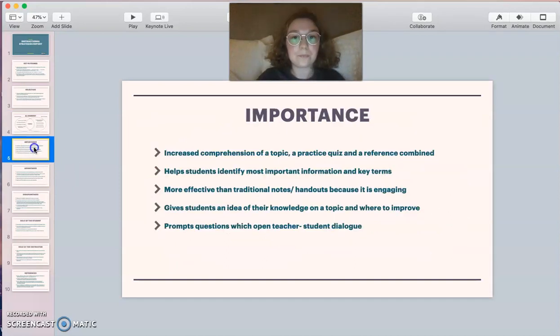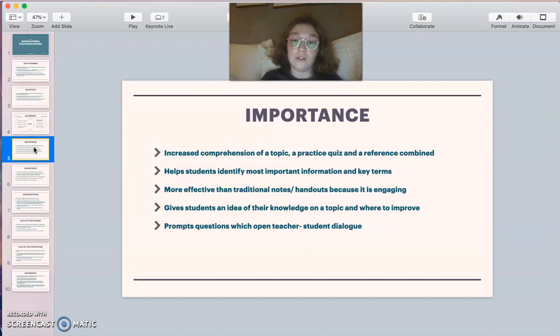I think that the importance of this technique is that it provides an increased comprehension of the topic. I like to think of it like a practice quiz and a reference combined. It helps the students identify the most important information and the key terms. What's great is that it's like they highlighted the words, because they are written in pen and everything else is typed. They stand out on the page in a really great way.